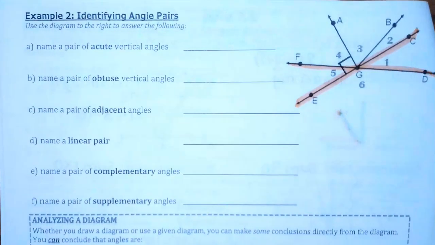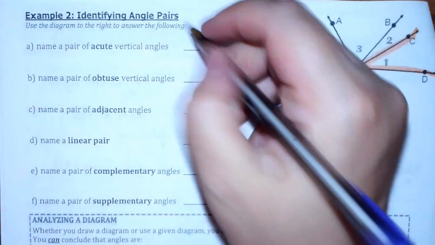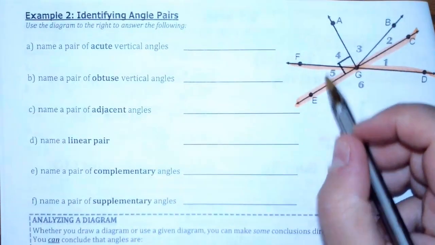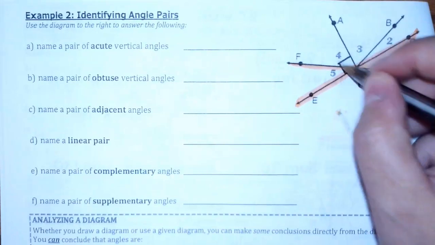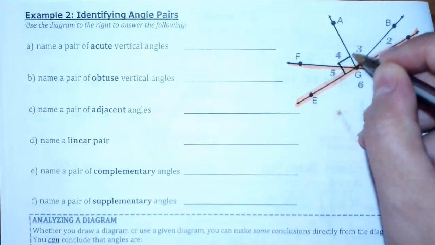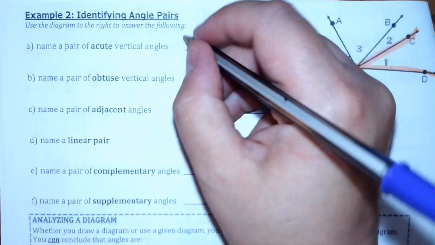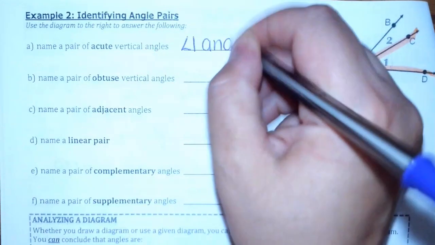So I would go right there and I'm going to say acute, I'm going to say angle 1 and angle 5 here. And I know they have to be acute because angle 5 is part of a right angle, so it has to be less than 90. So I'm going to say angle 1 and angle 5.